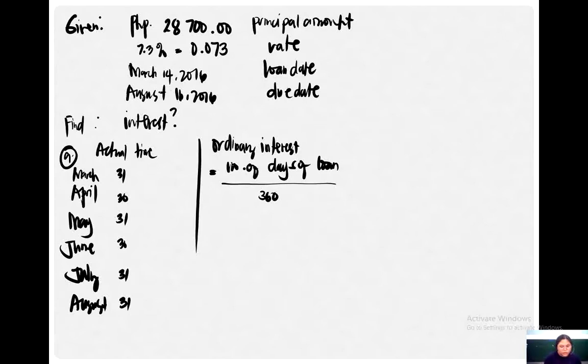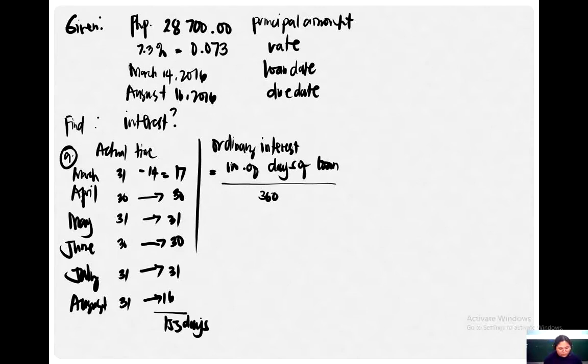So the loan date starts with 14, so we have to subtract it from 14. The answer is 17. Then the rest, just copy until July. The due date is August 16, so just copy 16. Then add them together. We have 155 number of days. So we just substitute here 155 over 360.